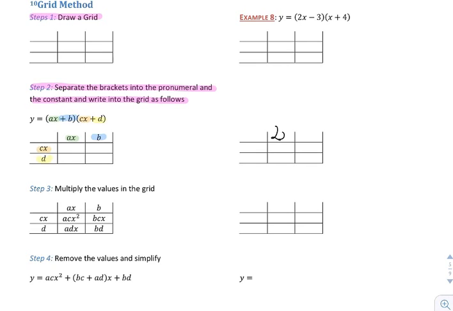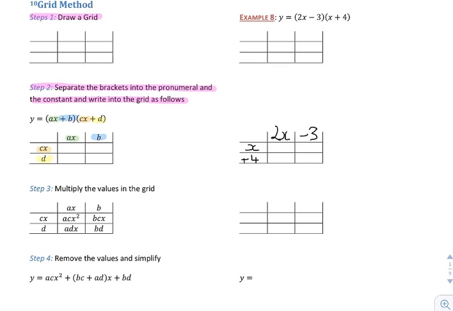So for our example of y equals 2x minus 3 and x plus 4, we write the 2x part to start off with, followed by the minus 3, then the x, then the plus 4. So that is written in grid method or grid format.